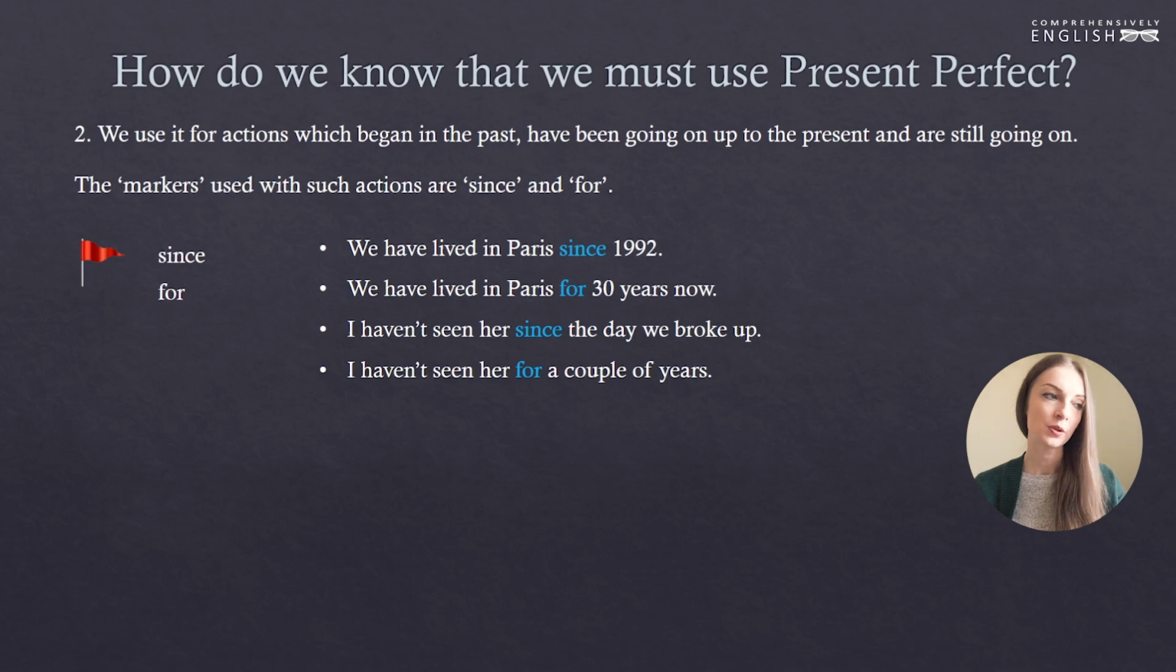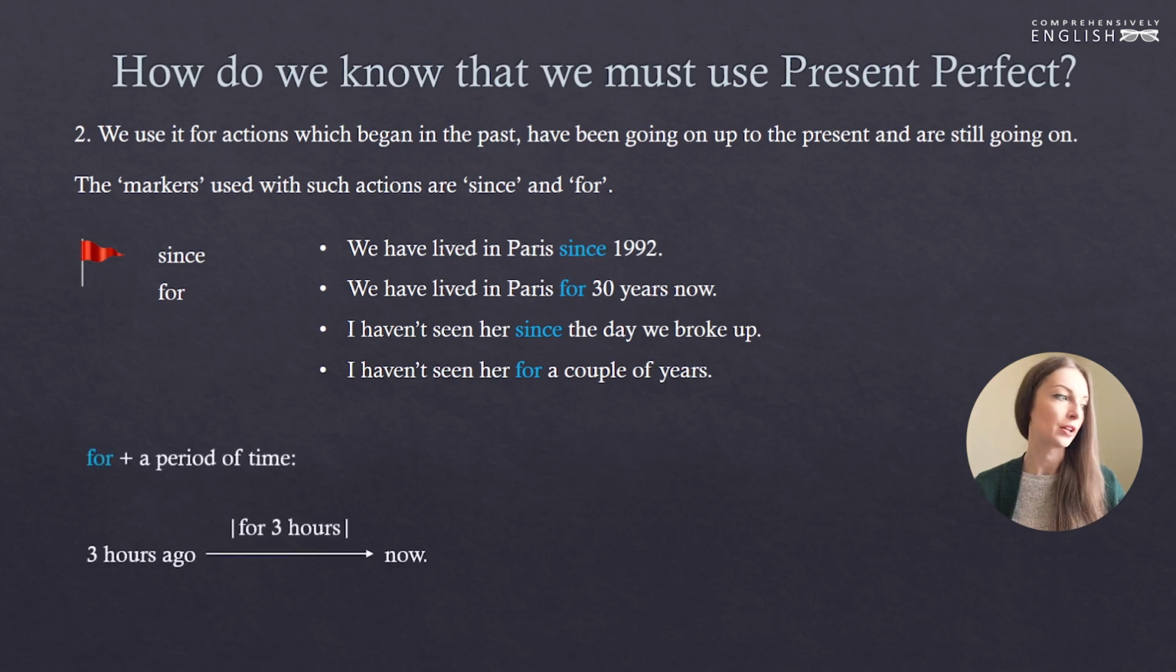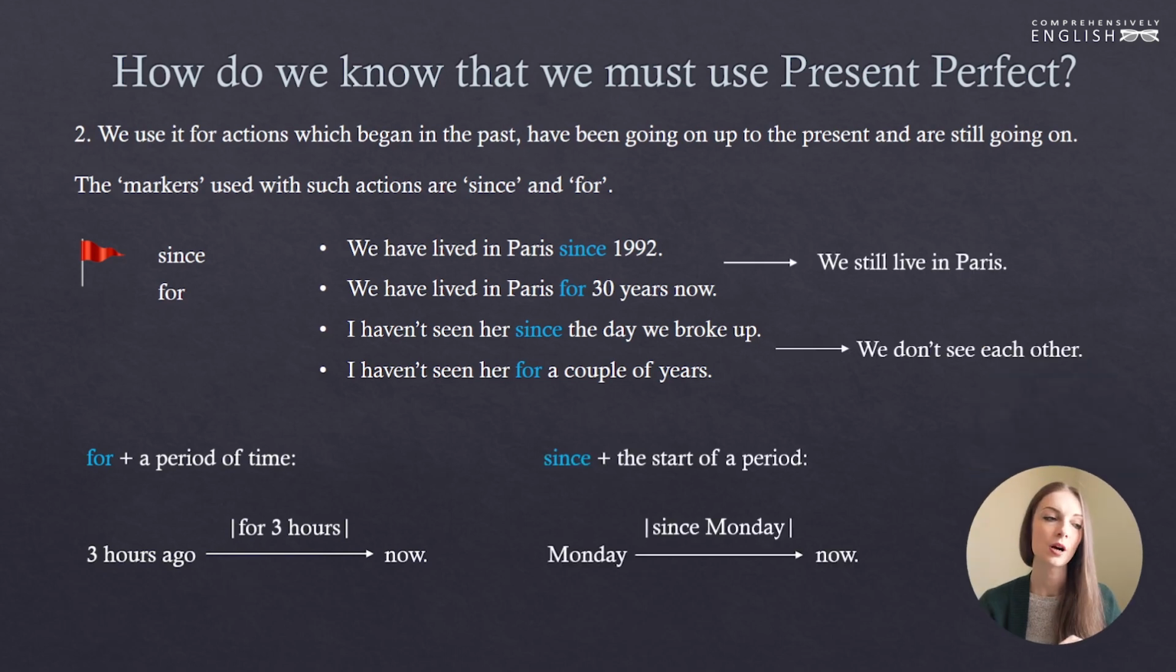The difference between since and for is that for is used with a period of time. For example, something started 3 hours ago and is still here. In this case, we can say that something has been here for 3 hours, for a period of time. Since marks the start of a period, yeah, it marks a point in time. Since Monday till now, yeah, since Monday, something has been.